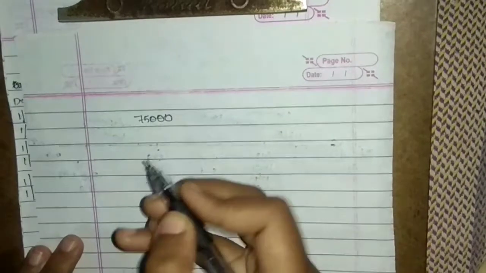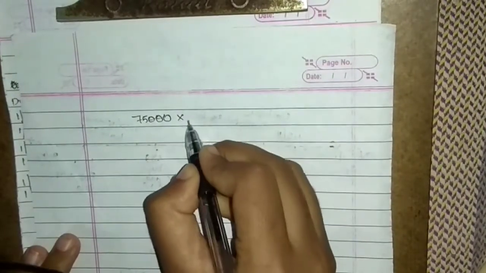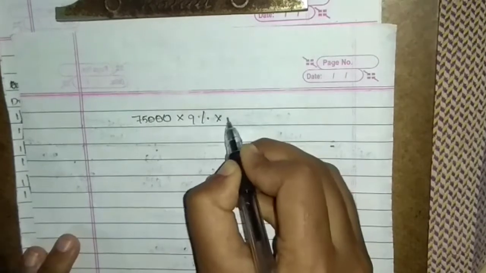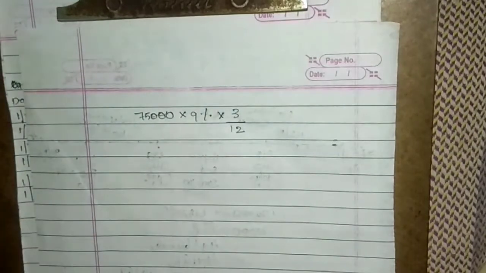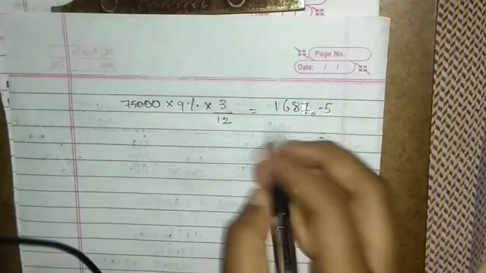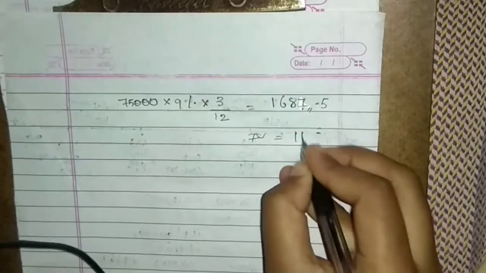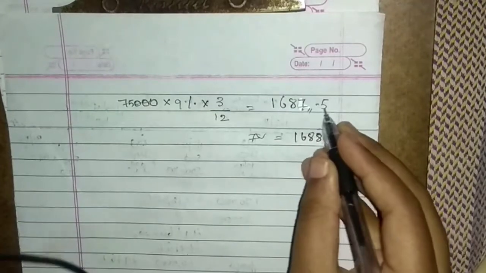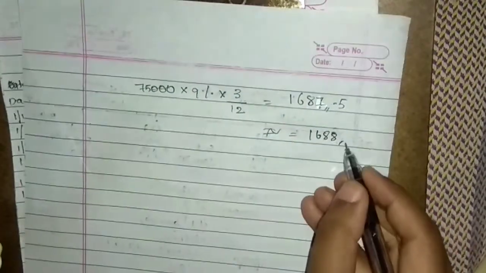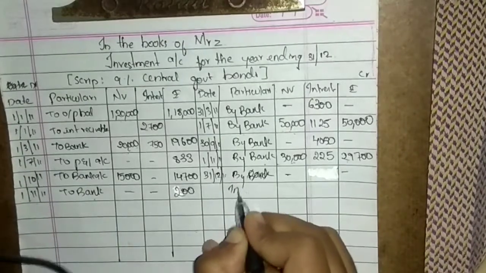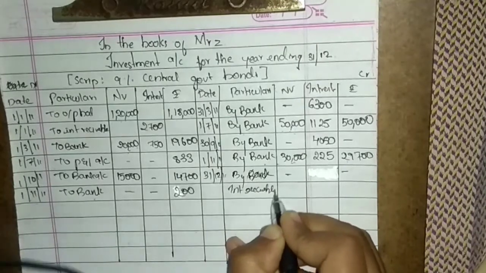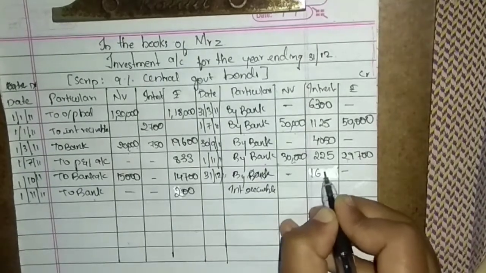On 75,000, you need to calculate the interest. Okay, 75,000 into 9% into, for how many months? 3 months. Accrued interest, yes or no? So into 9% into 3 by 12. 1687.5, and approximately it is 1688. Okay, because it is 0.5, you are putting it as 1688. Now post this entry into the investment account. Interest receivable account. Then the interest calculated is 1688.